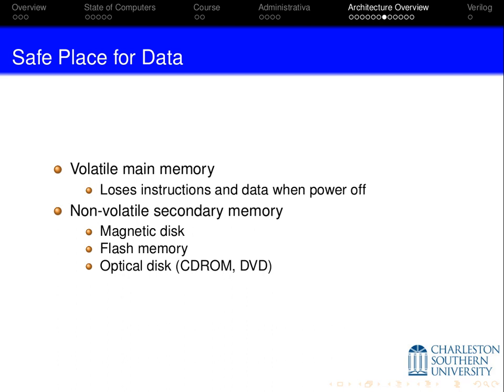Optical discs, so CD-ROM, DVDs. I guess I should really put the word Blu-ray there. I don't know what that is. You know what a disc is? I should bring my floppy disks in.